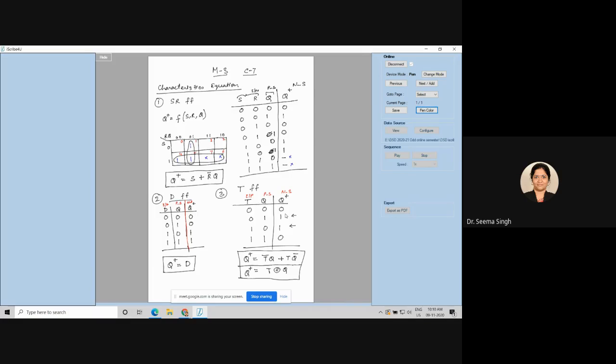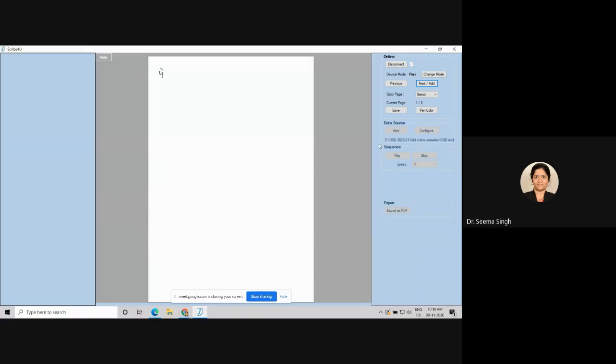Now let us do the last one, that is your JK flip-flop. You people know what the procedure is, so you should be able to do it on your own now. The fourth one is your JK flip-flop. I want you to do this also, and a question related to this is posted in Google Classroom. You should answer that also. Quickly I will do it here.